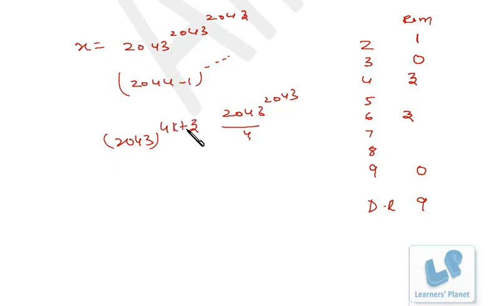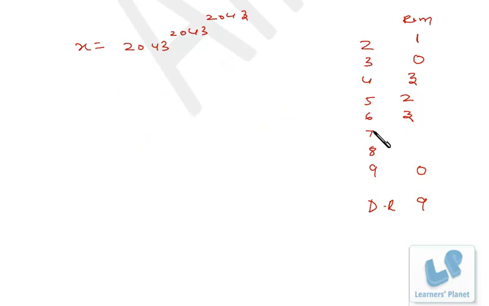Now 4k plus 3 format means the third position: 3, 3s are 9, 3s are 27. The third position. That means the unit digit of this number will be 7. If the unit digit is 7 and you divide it by 5, what will be the remainder? Obviously 2. Now let's see from 7.